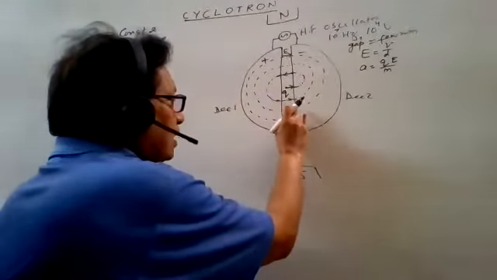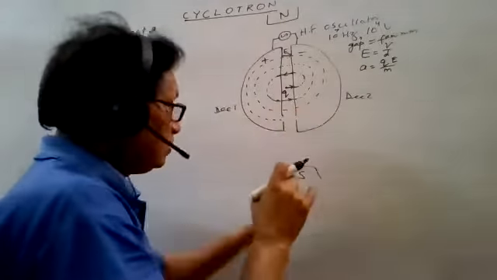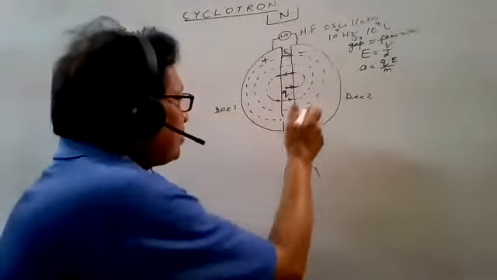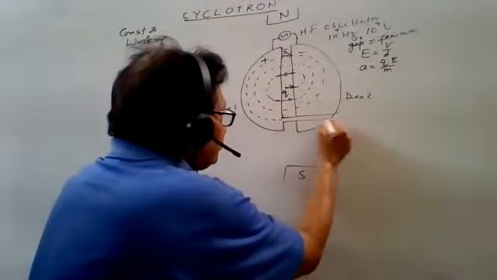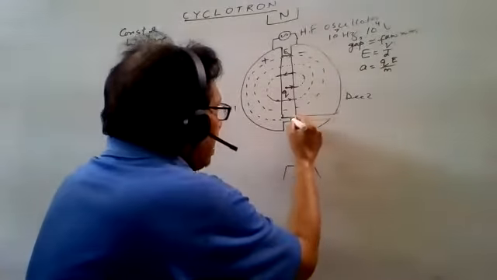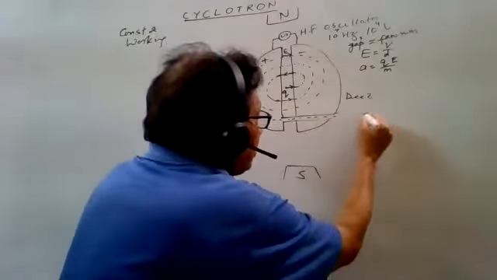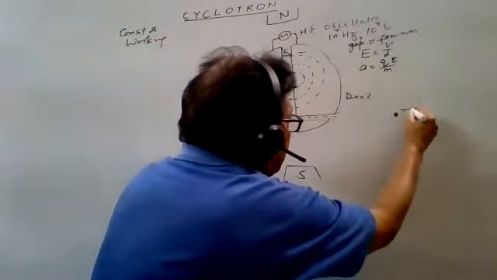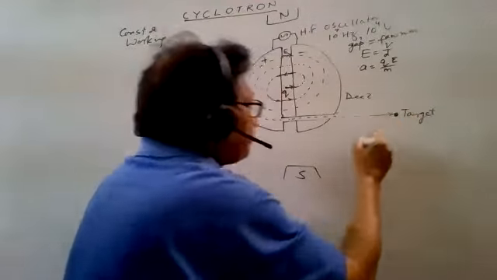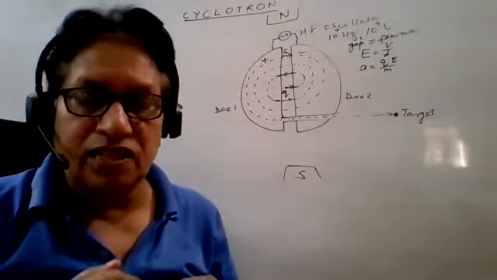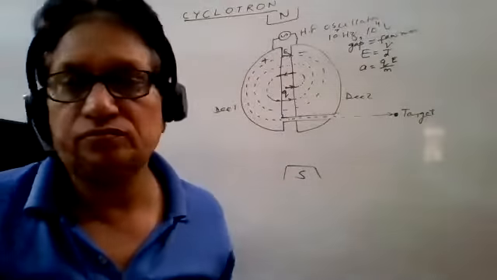Finally, after the increase, at the final stage, here this is a window through which the charged particle comes out here, and suppose there is a target here, it hits the target with the final kinetic energy. Got it?